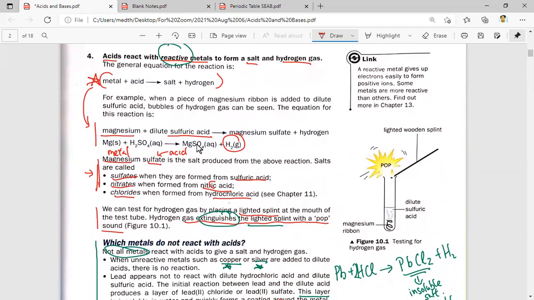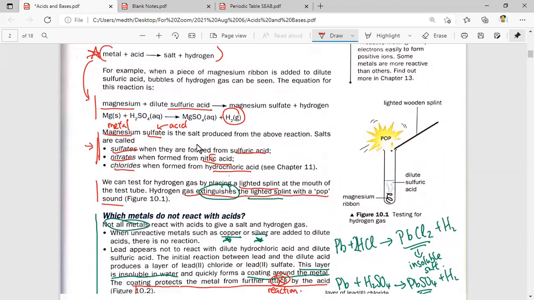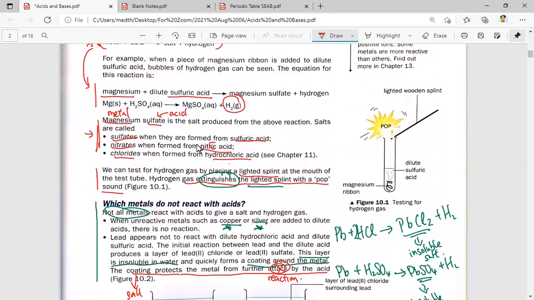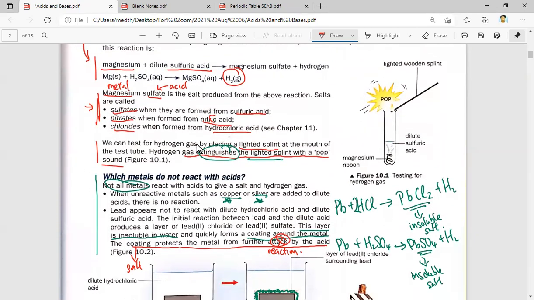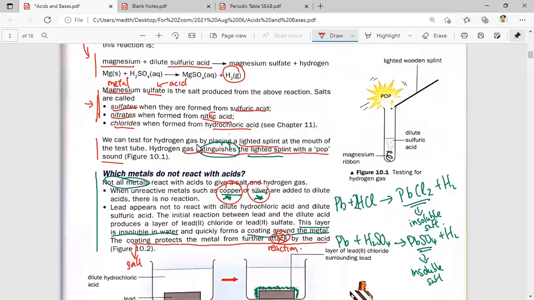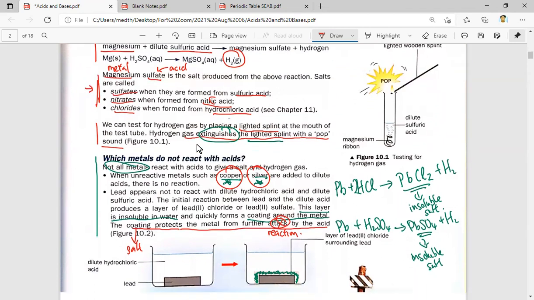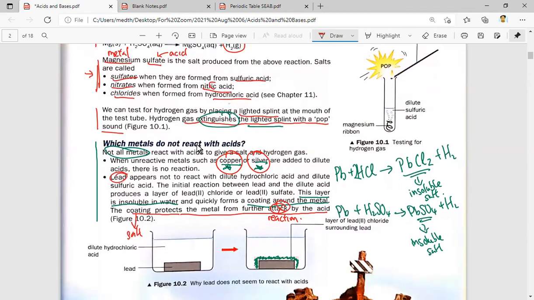Okay, we actually have the general word equation. Metal with acid will give you salt plus hydrogen. Will all metals react with acids? The answer is no. Copper and silver will not react with acid. Lead will have issues reacting with hydrochloric acid and sulfuric acid. The reason is because of the insoluble layer of salt formed.